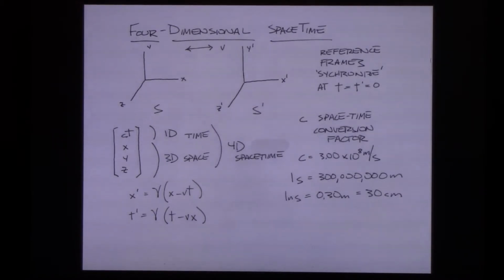So that allows us to have these four-dimensional coordinate systems for both reference system S and reference system S prime, and to be able to keep track of how we switch back and forth between the two of them.